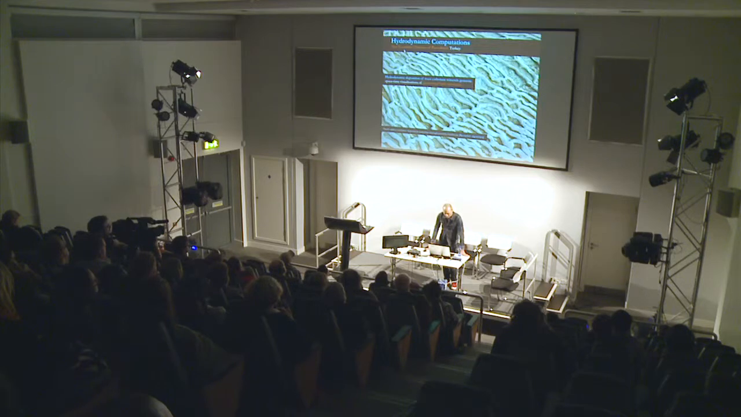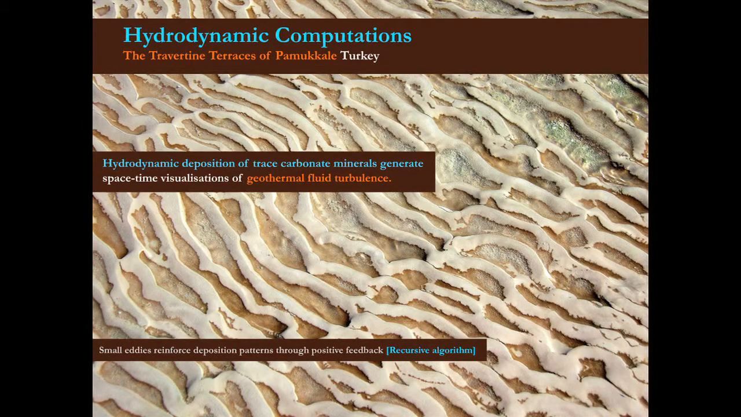The last few that I'm going to talk about are much more microscopic. This is hydrodynamic distribution of trace carbonate materials to create space-time visualizations of geothermal fluid turbulence. And what happens here is you have rivulets and flows of water which carry silicates, and these are deposited. And the deposition then forms a circuit by which the water flows. So there's this positive feedback, almost a recursive algorithm, in the sense that the water then dictates and attenuates the further flow of water, which then builds up and creates these interesting patterns. This is in Turkey.